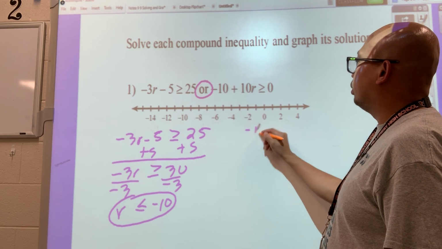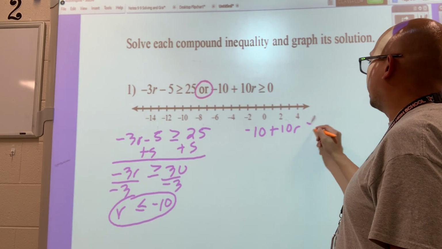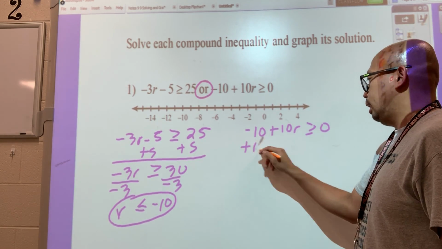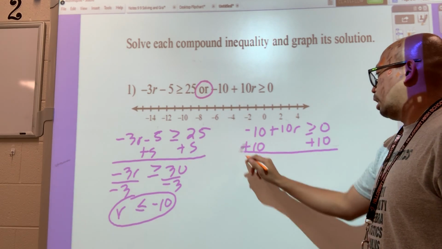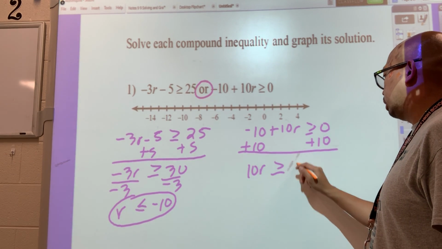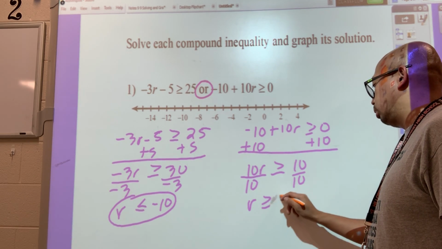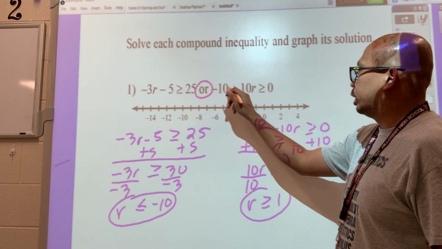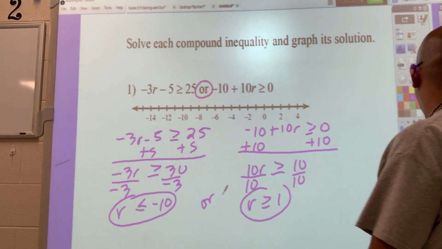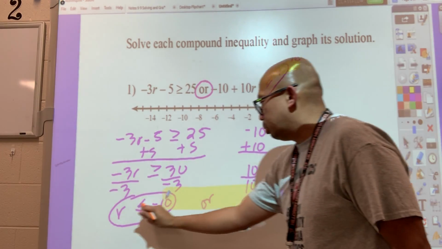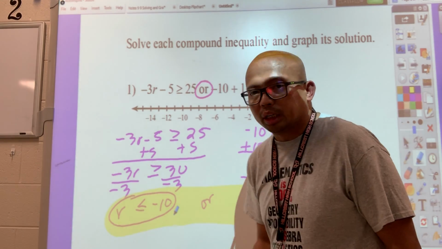Then the other one is negative 10 plus 10r greater than or equal to 0. We add 10 here. That gives you 10r greater than or equal to 10. Divide by 10, r is greater than or equal to 1. Don't forget to drop the word or. So your answer for the solving part should be this, including the word or.